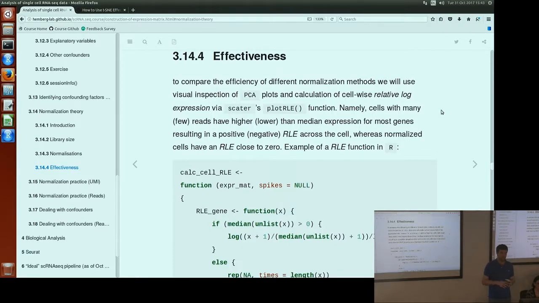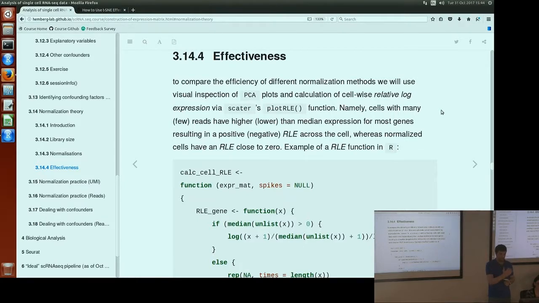And this looks at cells. We can see cells with many reads having higher or lower expression than the median expression for most genes. If many genes have higher than median expression, then we see a positive value in the RLE, and in the inverse case, if it's lower, we'll see a negative value for the RLE.